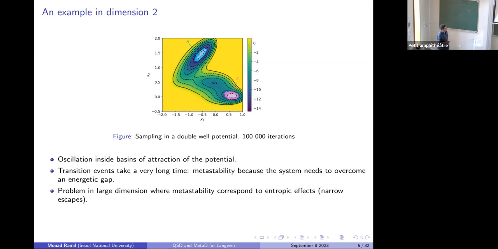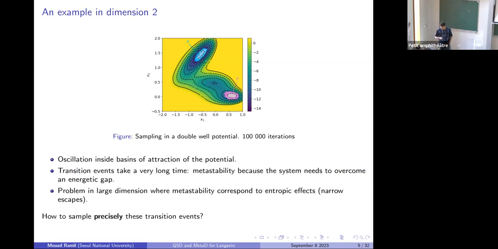And you have also another effect, which is the entropic effect. Basically, the system needs to find some narrow escape. It happens a lot in large dimension, but also in this case, the minimum energy path is in this direction, and you see that the escape is orthogonal. So this system will also struggle to find this small escape.